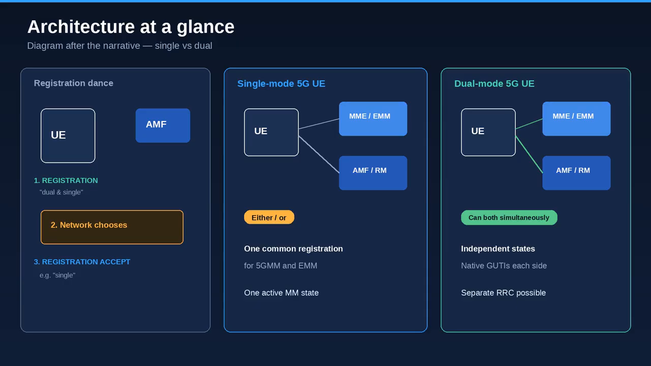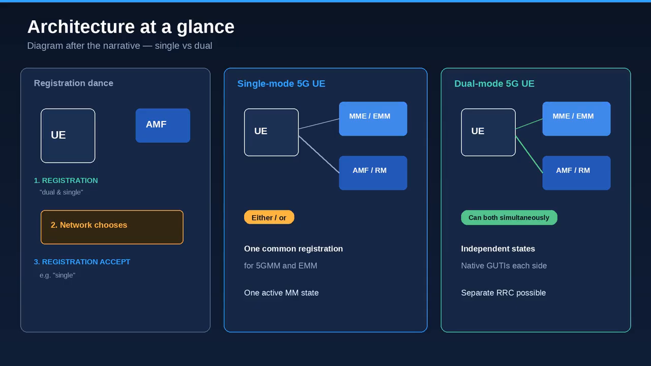Single mode 5G UE lines to MME for EPC-NAS and to AMF for 5G core NAS, marked either or. The note says the UE maintains one common registration for 5G MM and EMM. Dual mode 5G UE, the same two boxes, but the link says can have both simultaneously, and states are independent. The banner underneath drives the compliance point home. Release-15 5G UEs supporting 5G core are mandated to support single registration mode.